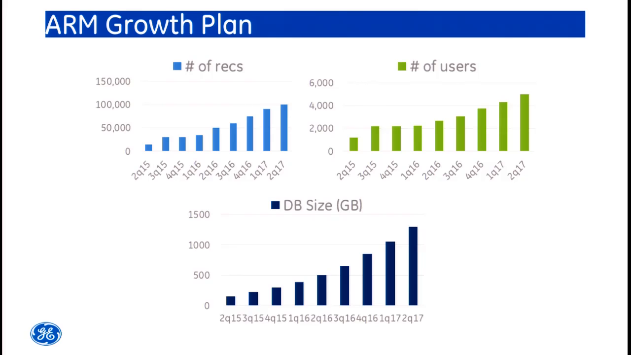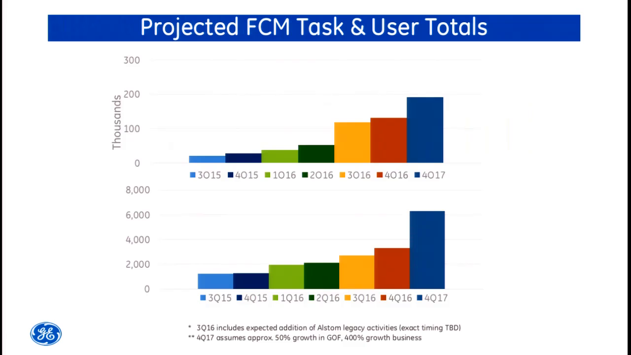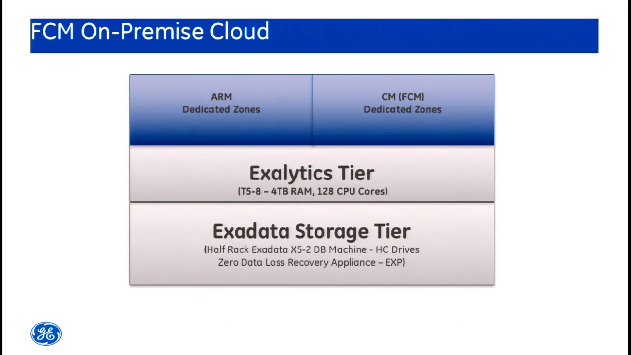We said, okay, well, look at these projection plans. These are the number of reconciliations, the number of users. Look at the size of the database growth. For FCM, look at what you're doing. We said we could build out this environment. We can have an Exadata storage tier, a few T5s, one in dev, one in QA, and one in prod. And we can build dedicated ARM and FCM zones.